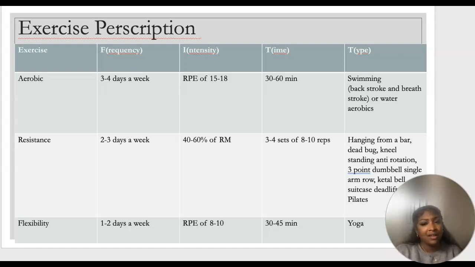Lastly, for flexibility, I decided to do 1 to 2 days a week, RPE of 8 to 10, but basically to the point of slight discomfort, but nothing too crazy. 30 to 45 minutes, and I decided to do yoga because yoga is actually really good again for just awareness. And there are also YouTube videos on yoga specific to those with scoliosis. And just stretching is very important for spinal flexibility.